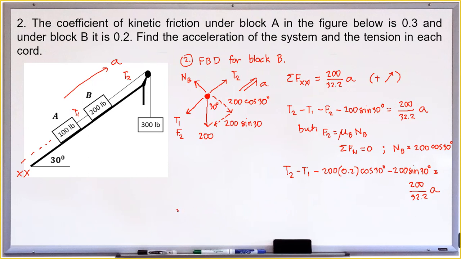So if we simplify this, the final form of our second equation is T2 minus T1 minus 200, factor out, we have sine 30 degrees plus 0.2 cosine 30 degrees is equal to 200 all over 32.2 times the acceleration. So this is our second equation. So for the next slide, let's proceed to the final object, the hanging object, the 300 pounds.